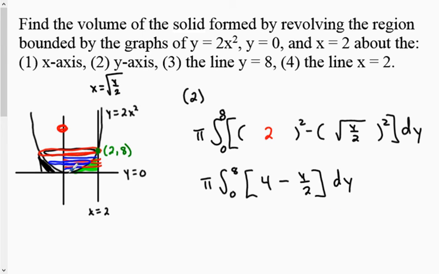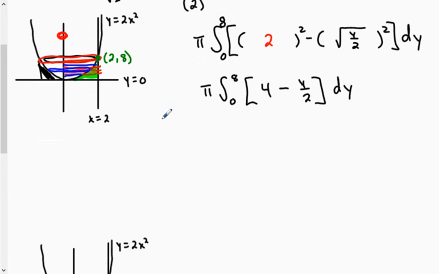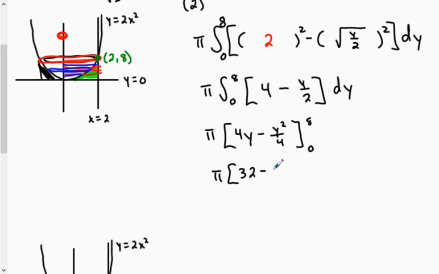Okay. So let's see if we work this one out. Maybe this might be the last one I work out by hand. The rest I'll do on the calculator to save us some time. But we're going to get pi. And then here, the antiderivative of 4 with respect to y is 4y. And then minus, this would be y squared over 2 times 2, which is y squared over 4. And we're doing it from 0 to 8. So let's see, we get pi times, put 8 in there, 4 times 8 is 32. Minus 8 squared, 64, divided by 4 would be 16. And then 32 minus 16 would give me 16 pi cubic units.